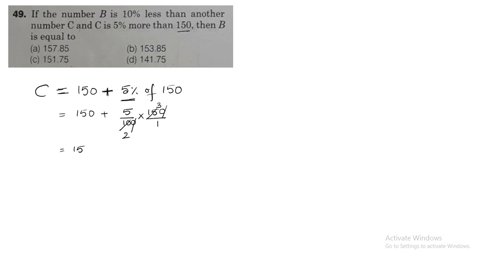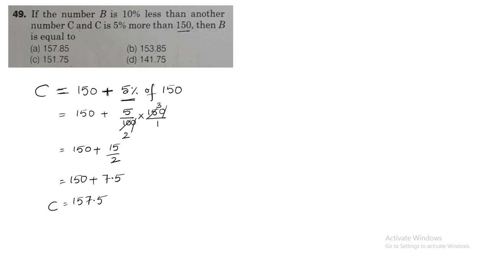Now from this what am I going to get? 150 plus 5 3s are, so it gives me 15 by 2, which I can write as 7.5. So 150 plus 7.5 is 157.5. So the value of C is 157.5. But what did he ask? He asked about the value of B.